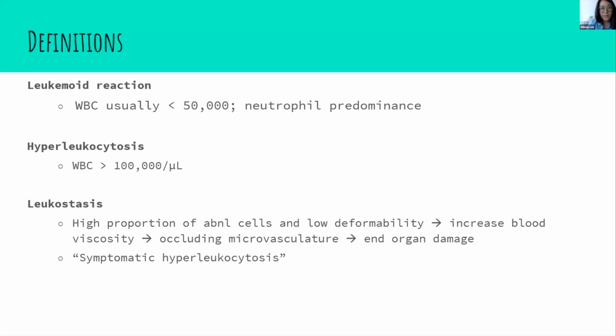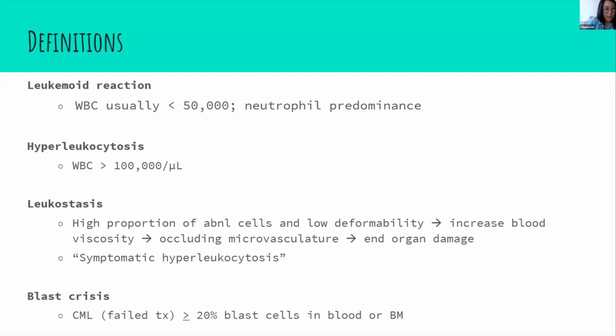So there's a high proportion of these abnormal cancer cells, and because they're less mature, they're usually bigger, and they have low deformability, meaning they're not as flexible. The high proportion of abnormal cells increases your blood viscosity, and because the cells are big and not as flexible, they can get stuck in your capillaries and microvasculature, which can cause end organ damage. The 1 week mortality of leukostasis, if left untreated, is like 20 to 40%. But if you have both pulmonary and neurologic symptoms, it's 90%. So this needs to be treated.